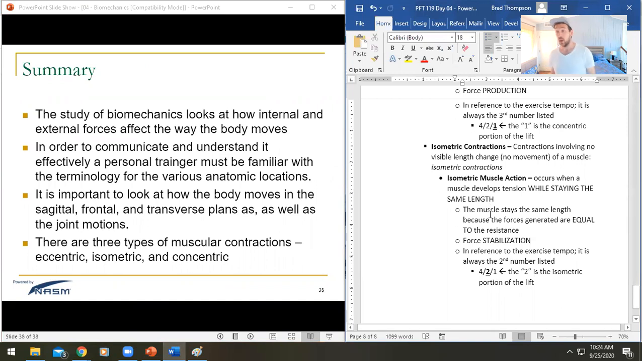But all right, let's go ahead and summarize everything, right? So the study of biomechanics, that's our main thing we talked about today. It's how the internal and external forces affect how we move, how our body moves around. In order to understand how we move, we have to have a very, very specific language to speak with these various anatomic locations, right? They're all going to be based on that anatomic position of feet pointing forward, at hip width, palms facing forward. That's our anatomic position. That way, it takes any of the guesswork out.